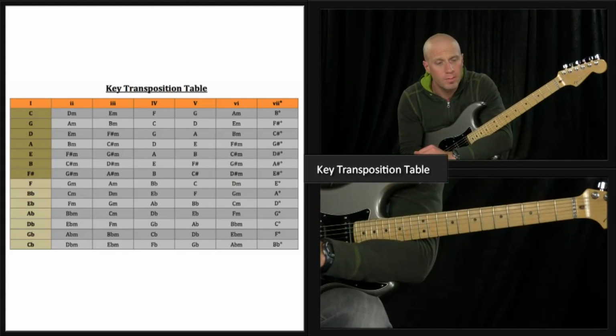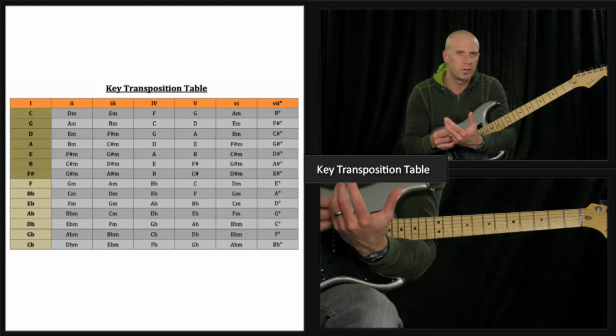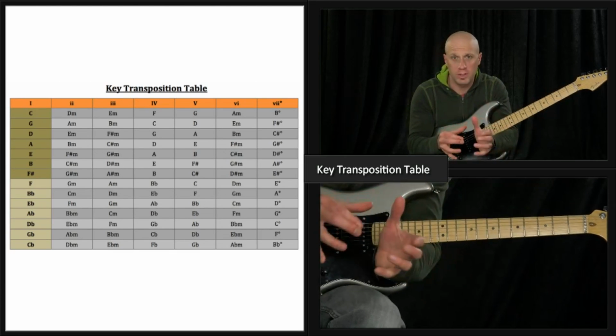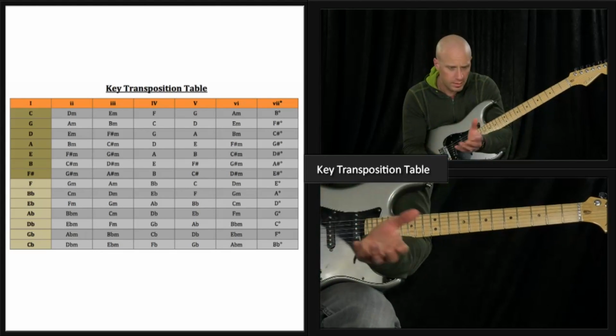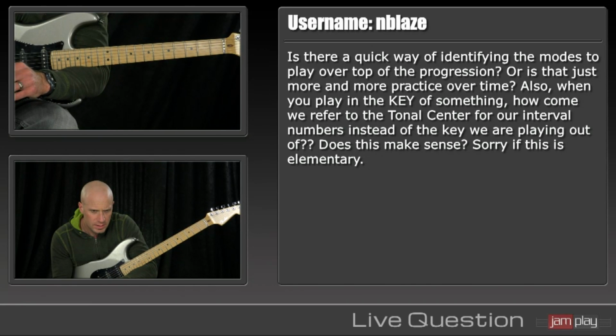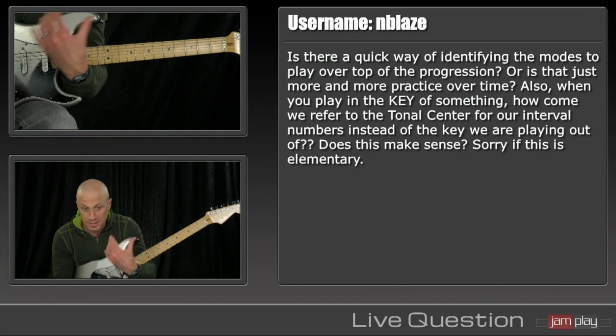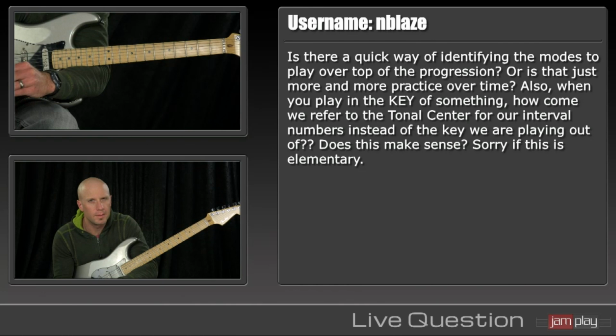We went through every mode, and we talked about the key characteristics from a chord perspective of each mode. Go back to the question, please. It does take practice. It takes a lot of time to memorize it, but going over week 3 will really be helpful. Also, when you play in the key of something, how come we refer to the tonal center over the actual key we are playing out of?